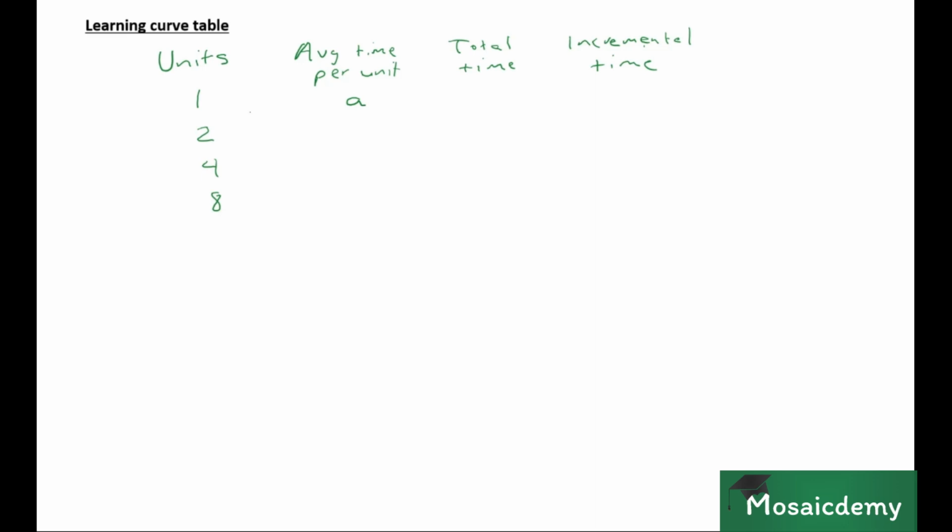So if 1 takes A average time per unit, 2 will take AR. If we move down a row, we'll multiply the previous value by R. So AR into R will become AR squared. Once again, if we move down to the next row, AR squared into R will become AR cubed, and we continue moving down. That's just a standard pattern for the learning curve table.